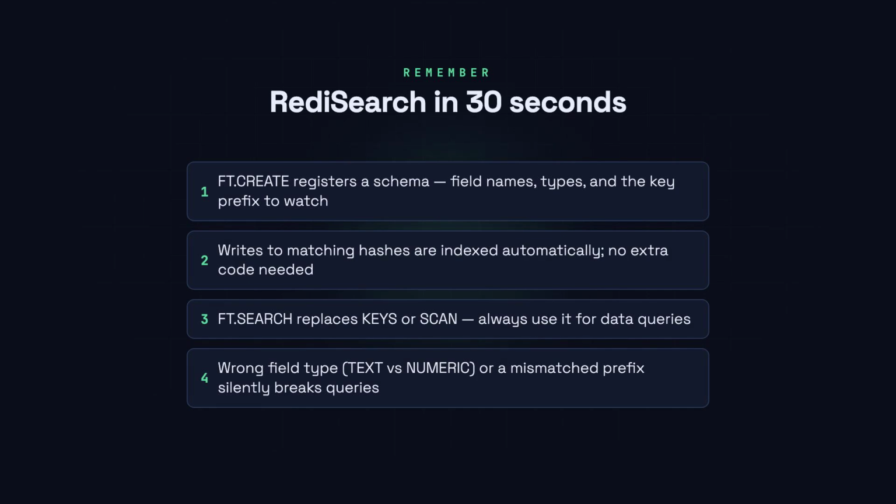The 2 most common review bugs are a missing field in the schema and a prefix that does not match. Both fail silently, so train your eye to catch them.